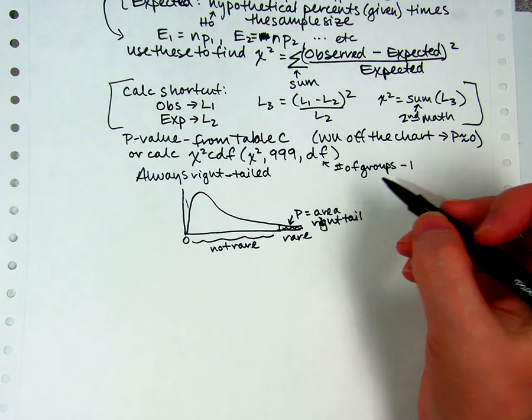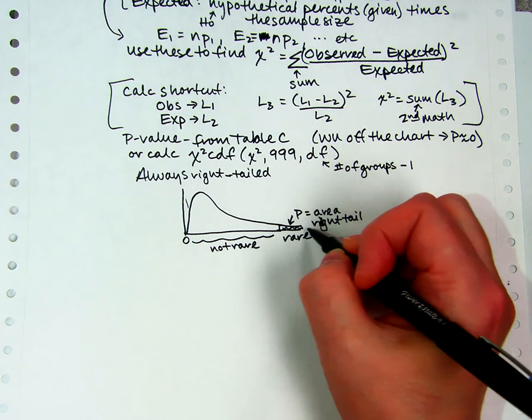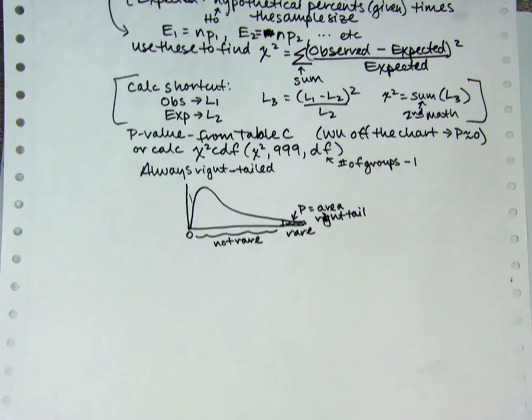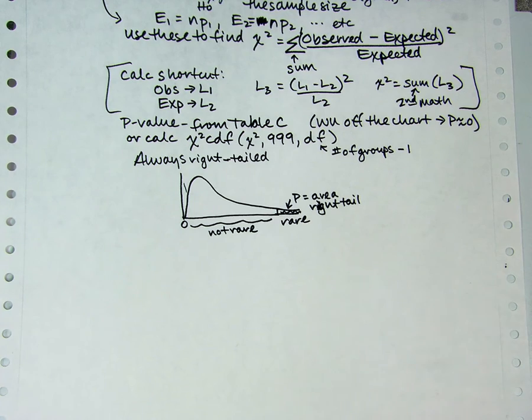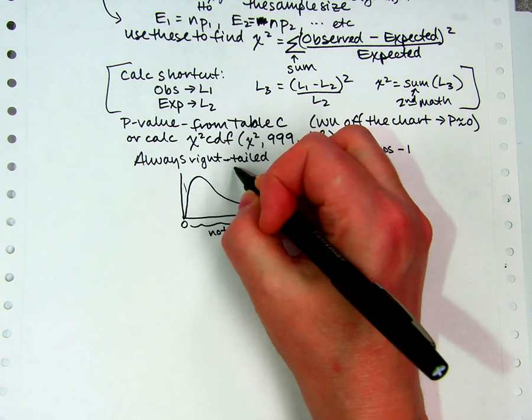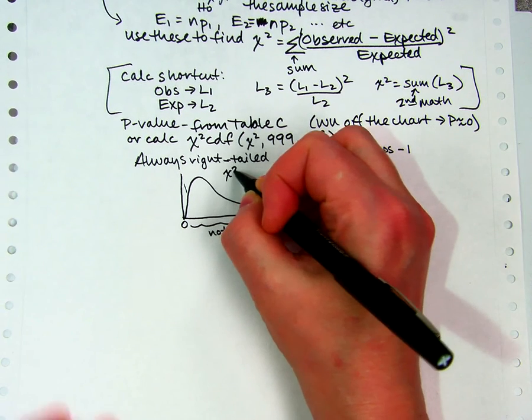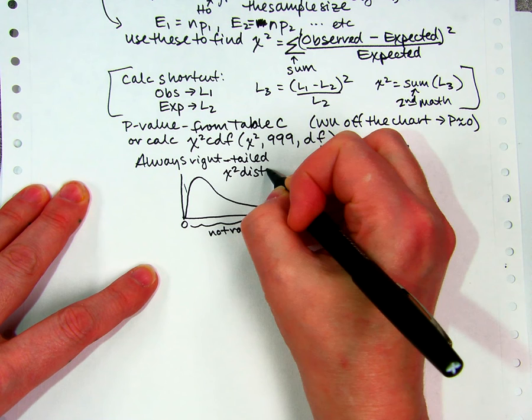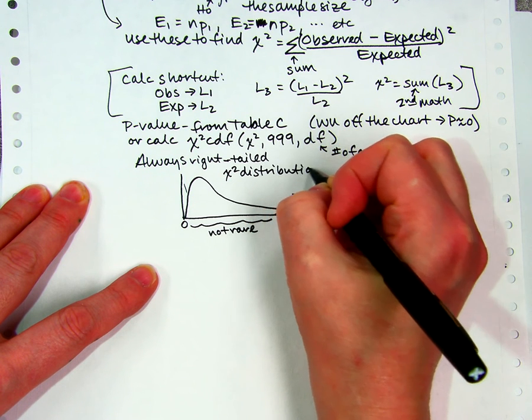And so that's what we're doing, calculating that little tiny bit over there, which might be 5% or more or less, depending on the situation. But it's always right tail because the chi-squared distribution is always skewed right. We'll talk some more about that next week also.